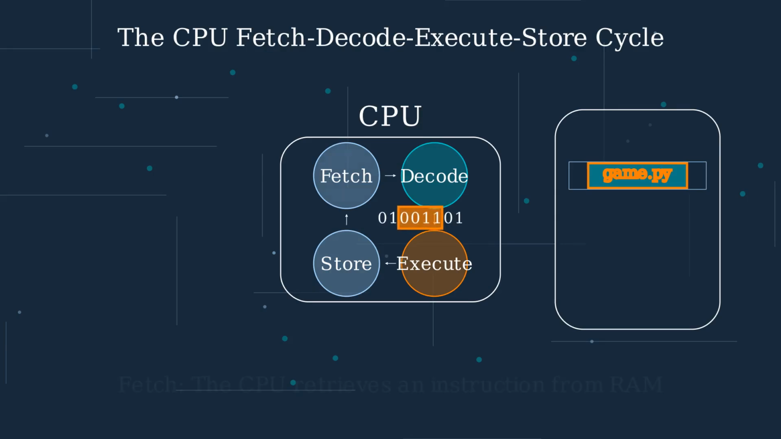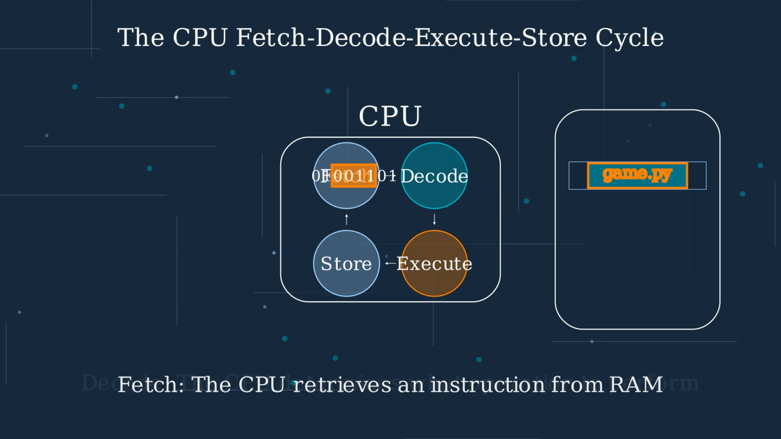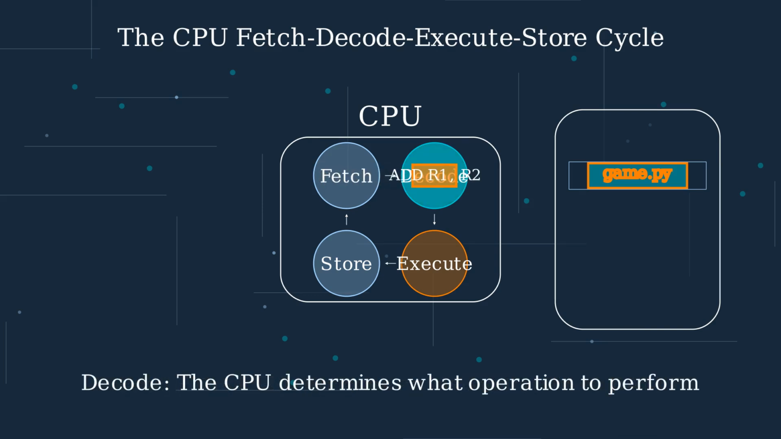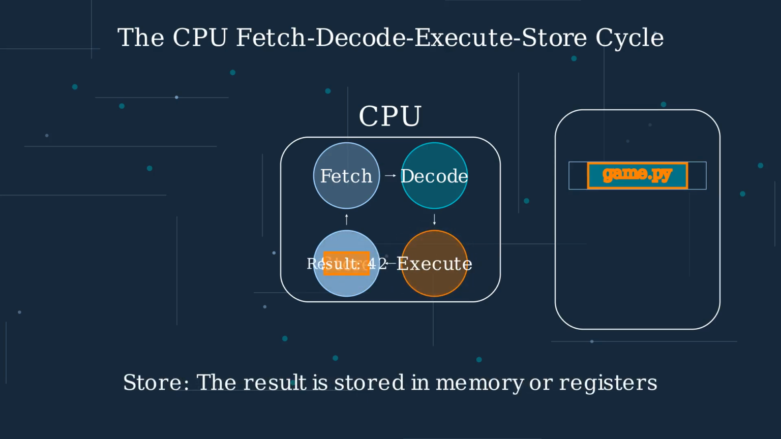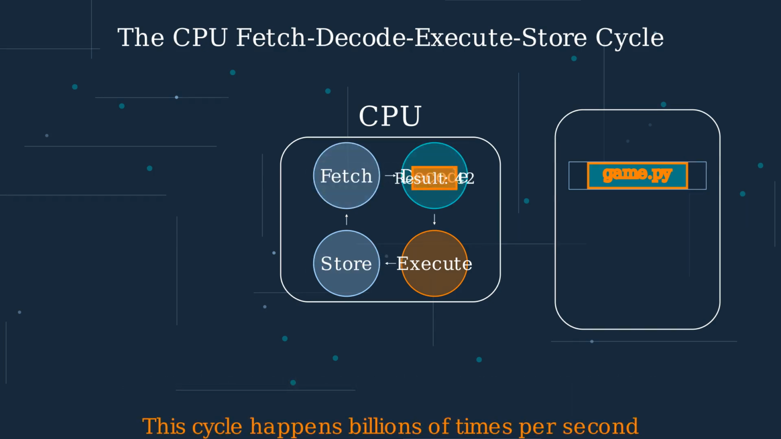First, the CPU fetches an instruction from RAM. Next, it decodes the instruction to determine what operation to perform. Then it executes the instruction, performing the actual operation. Finally, it stores the result in memory or CPU registers, completing the cycle. This fetch, decode, execute, store cycle happens billions of times per second in modern CPUs.